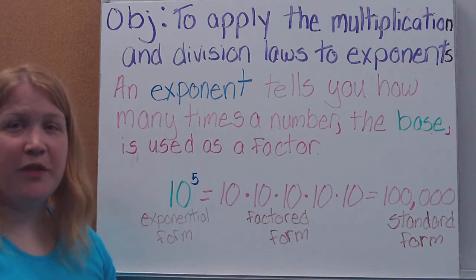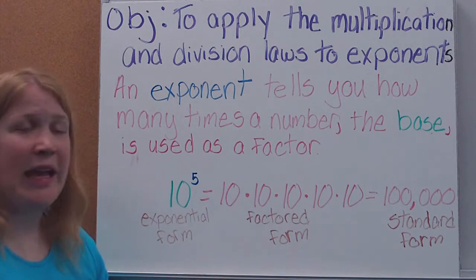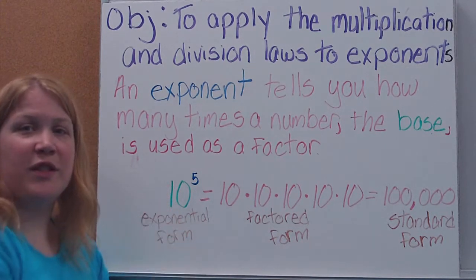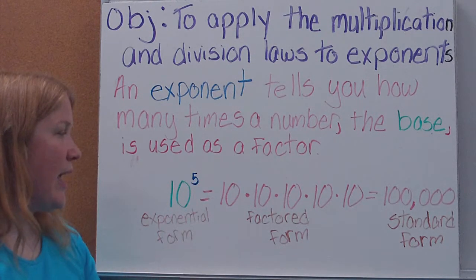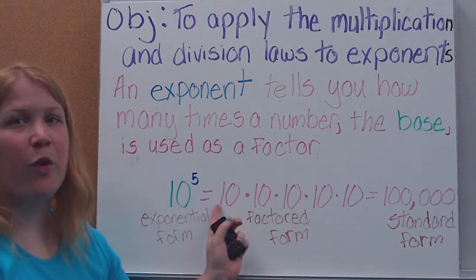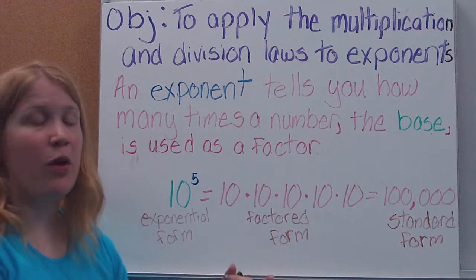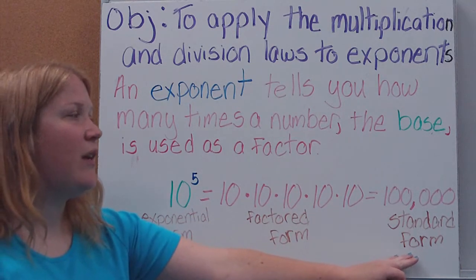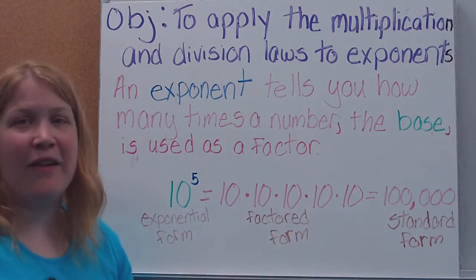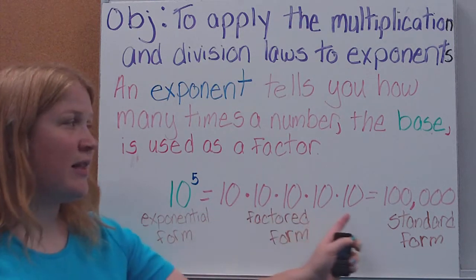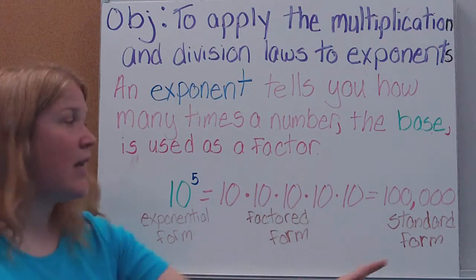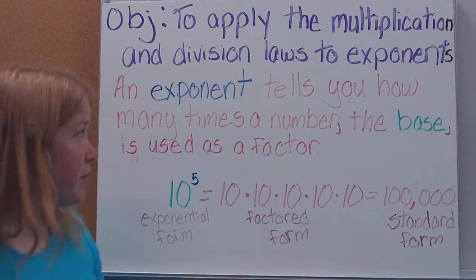You'll notice there are a couple of different forms we can write them in. Again, we talked about this last year. This is what we call exponential form, just leaving it as an exponent with the base and the exponent. This is our factor form, where I'm writing out what I'm doing: I want to multiply 10 5 times, so I've written out my multiplication. Over here we have what we call standard form, meaning I've done the calculation now. I've multiplied 10 times 10 times 10 times 10 times 10 to get 100,000.